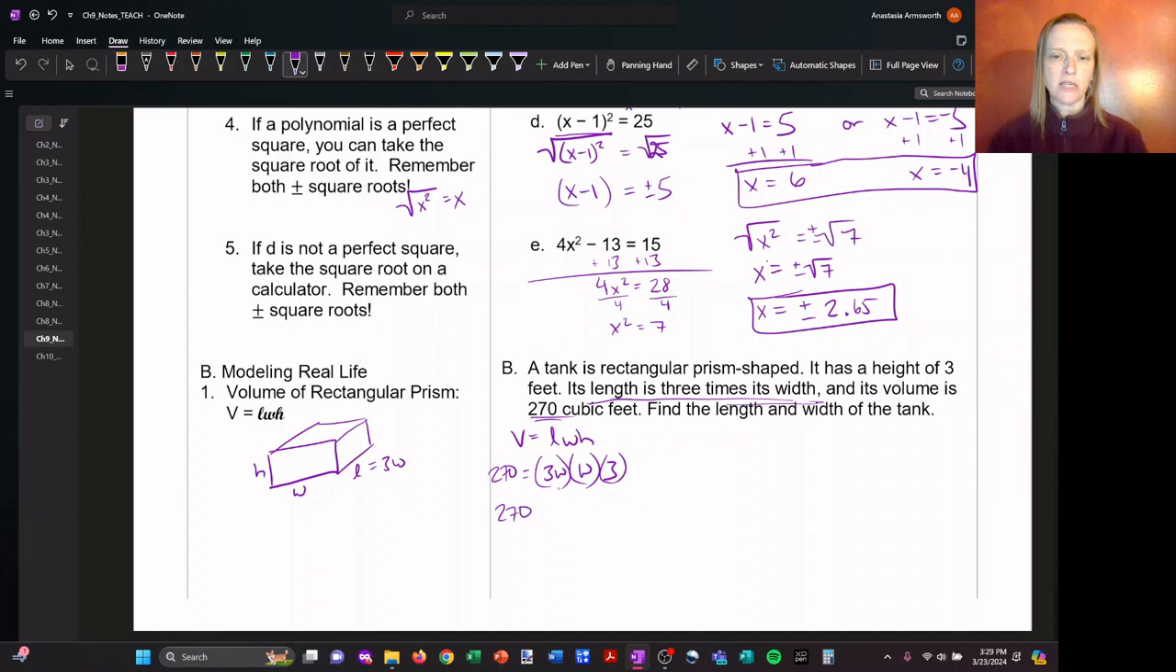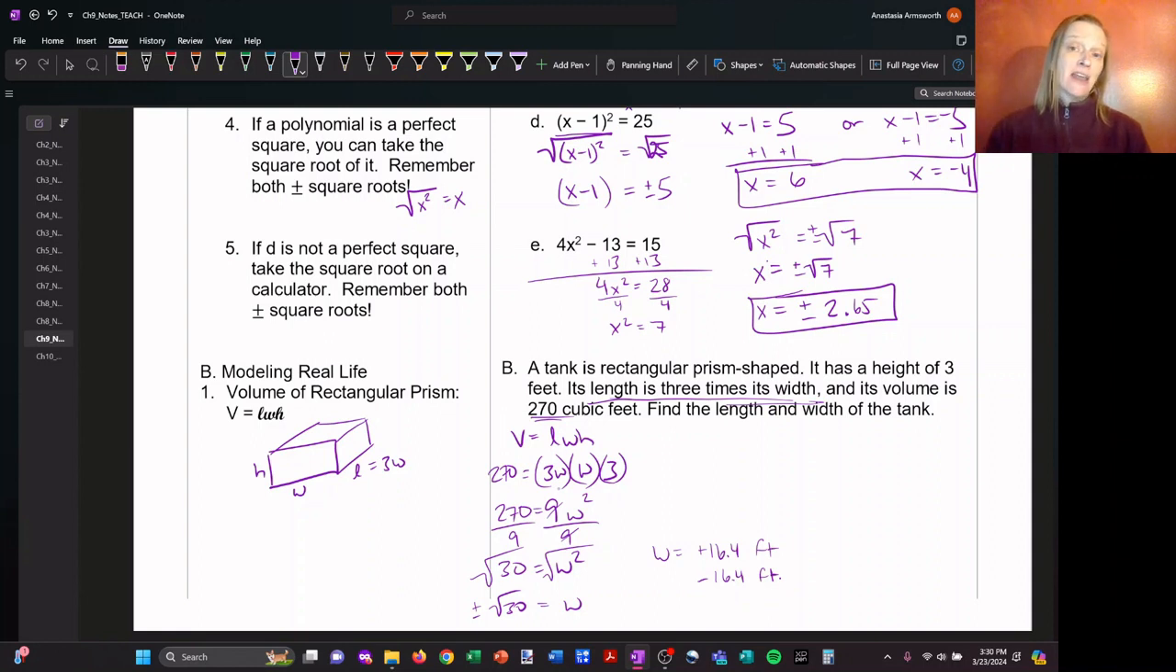On the left side, that just stays as 270, but 3 times 3 is 9, and W times W is W squared. So I can try to solve for W by dividing both sides by 9, and I get that W squared equals 30. So now I can take the square root of both sides of the equation, and I get that W equals plus or minus the square root of 30, which I can plug into my calculator and get an approximate numeric value for. W can either equal positive 16.4 feet or negative 16.4 feet.